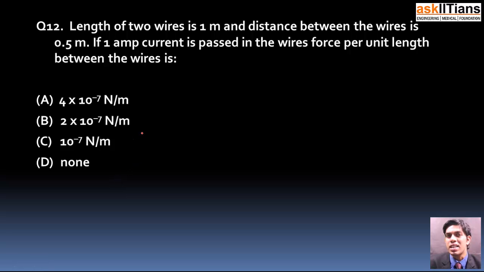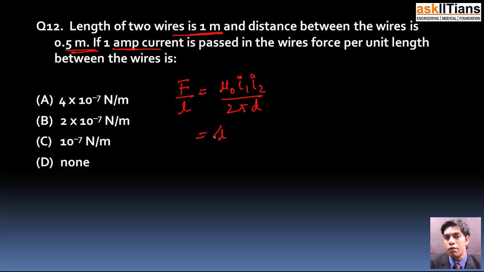The length of two wires is 1 meter and the distance between the wires is 0.5 meter. If 1 ampere current is passed in the wires, the force per unit length between the wires is, we know that the force per unit length between the two wires is equal to mu naught I1 I2 divided by 2 pi d, where d is the separation between them. It's given that the length is 1 meter, the distance between the wires is 0.5 and the current is 1 ampere in each of them.